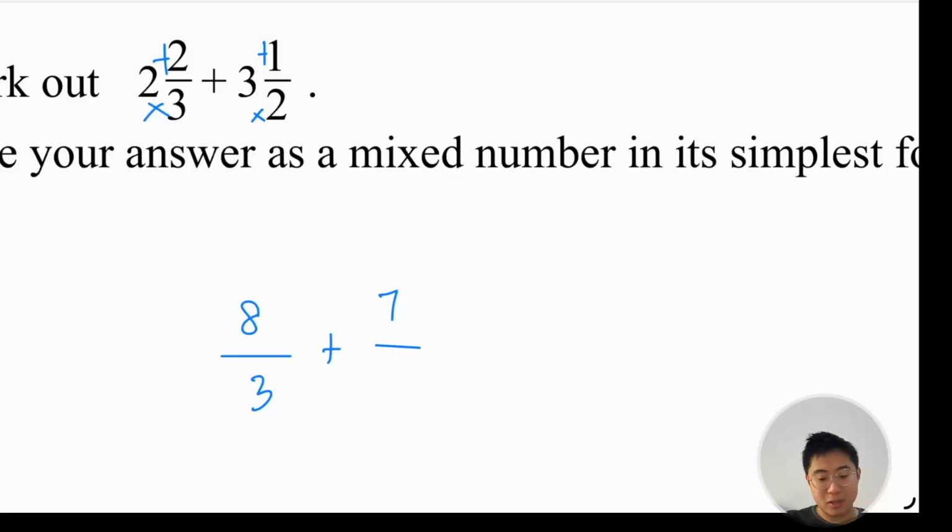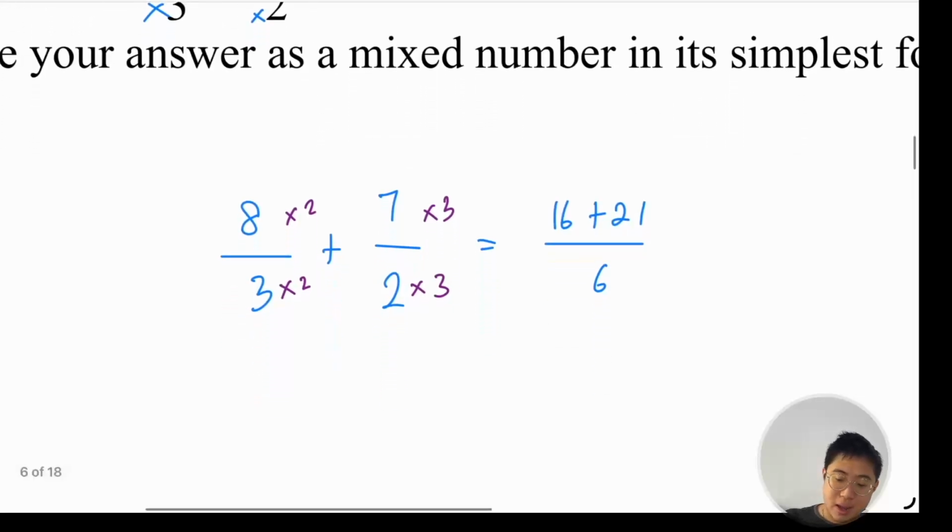Now, for every fraction, you got to make sure the denominator, the numbers on the bottom, are the same. So what can I do? I can continue multiplying. I'll use a different color. Let's times 3, because I know the LCM of 3 and 2 is 6. So I have 16 plus 7 times 3, the second fraction, is 21. I'm going to put them under the same denominator because they are. And then I can add them together. 16 plus 21 is 37 over 6.